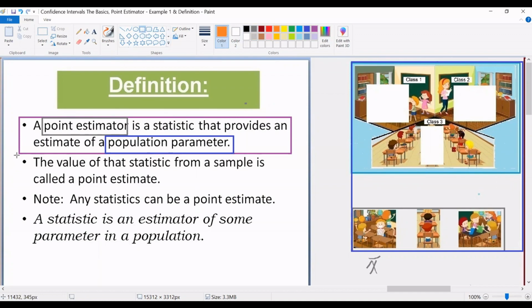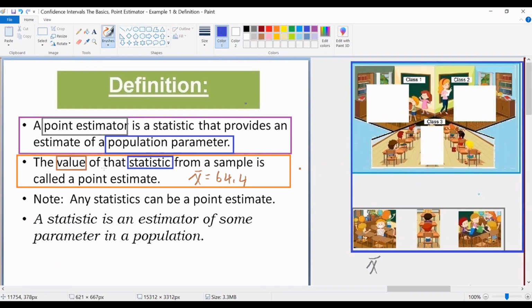In our second definition here, the value of a statistic for a sample is called the point estimator. So the value in this case was the value we found, X bar equal to 64.4. The statistics represent all the information, again, the entire population of students, the population out of all 3 classes. And when we found the X bar value, that represents the point estimator.